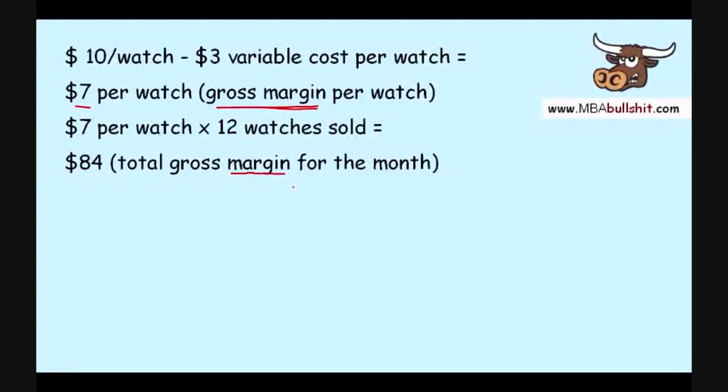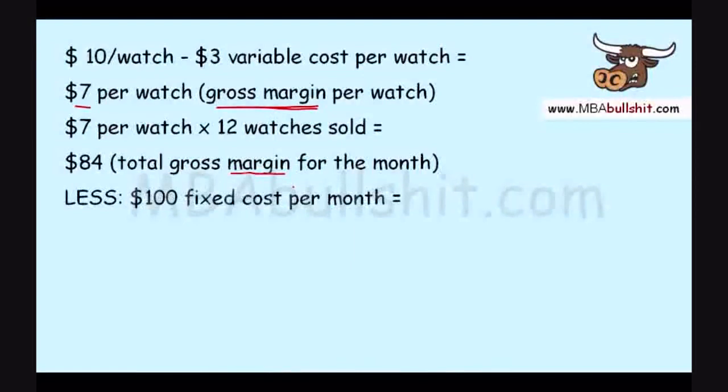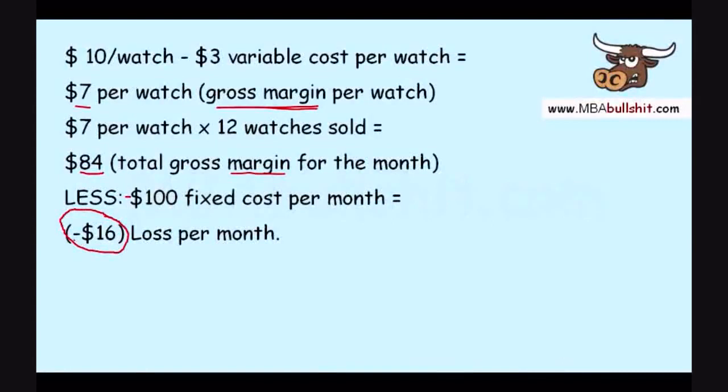Again, this is not yet your final profit. You have to subtract the fixed costs. So less the fixed costs of $100 per month, as you remember from the last slide, and you make a loss of $16. $84 minus $100 equals negative $16. It's negative, so that means you lose money.